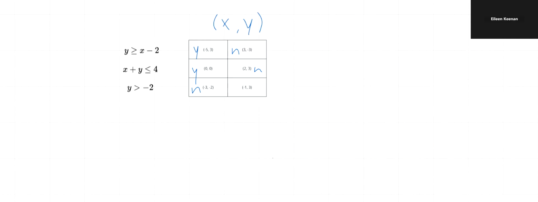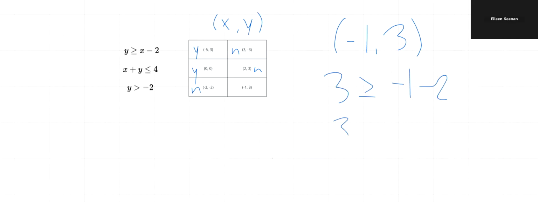All right, and then lastly, -1, 3. Okay, I'm just going to plug them in. So 3 is greater than or equal to -1 minus 2. -1 minus 2 will give us -3. 3 is greater than -3. So that checks out for that one.